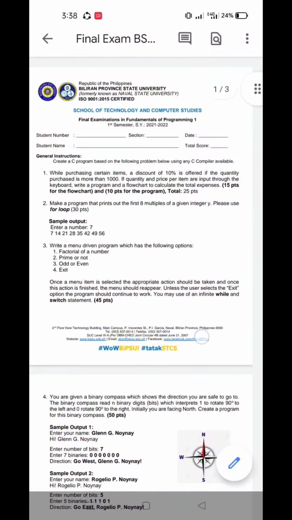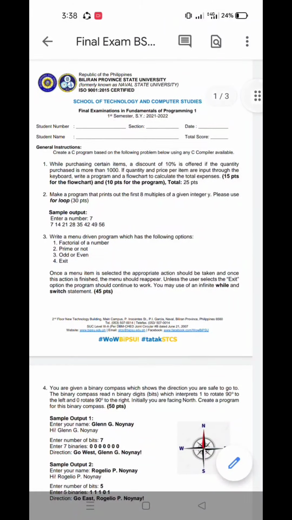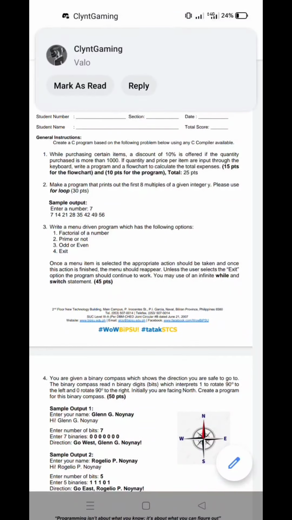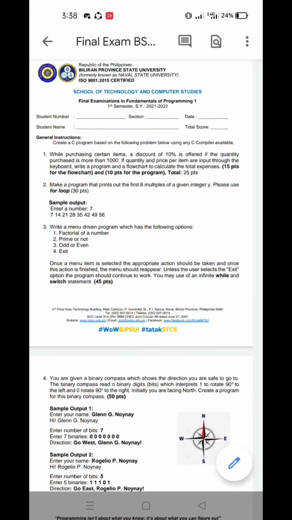Hi guys, so today we are going to solve number 1 of the final examination in Fundamentals of Programming 1. So the question is, while purchasing certain items, a discount of 10% is offered if the quantity purchased is more than 1,000. If quantity and price per item are input through the keyboard, write a program and a flowchart to calculate total expense. 15 points for the flowchart and 10 points for the program.